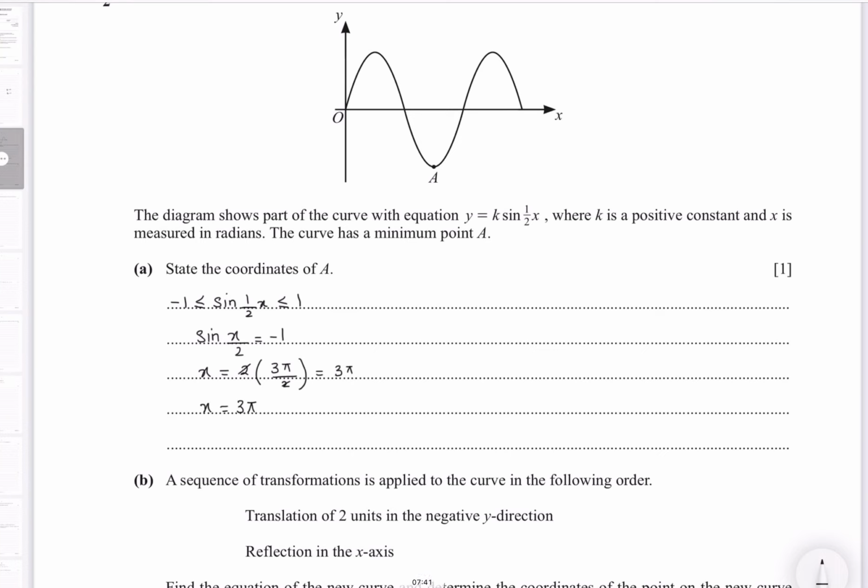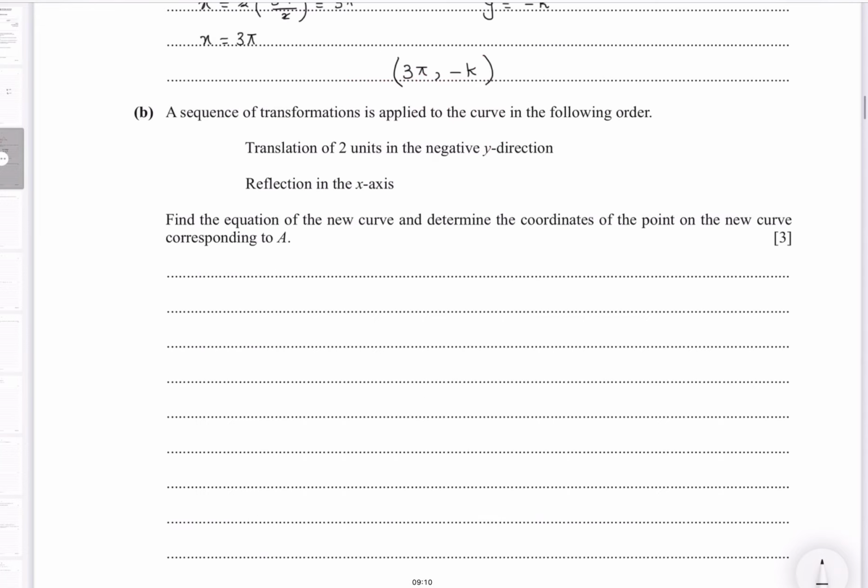So this is 3 pi on the x-axis. Now y is equal to k sine of half x. So y is equal to, in sine of half x, you write minus 1. So the y value of point A would be minus k. So your coordinates are 3 pi, comma, minus k.